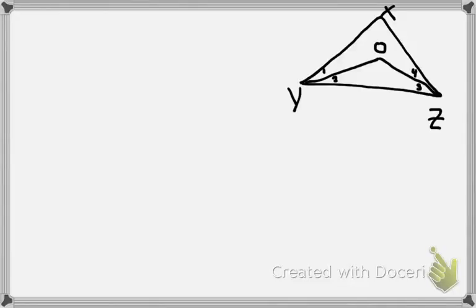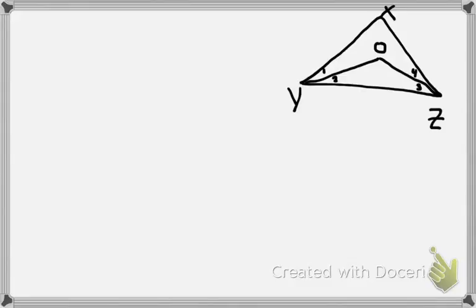The first proof that you had for homework was problem number 18. I already have the picture drawn. There were three givens: xy equals xz, yo bisects angle xyz, and zo bisects angle xzy.